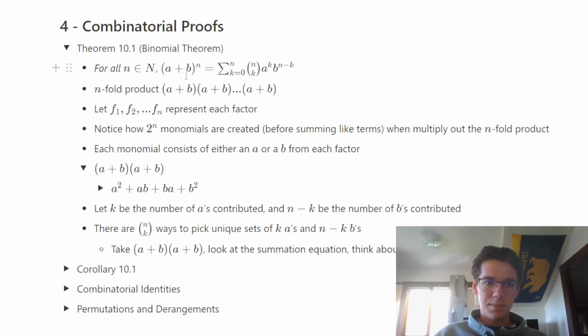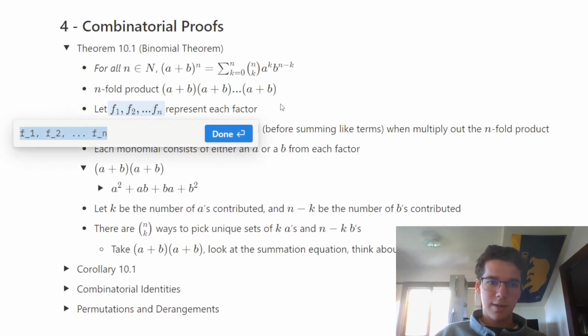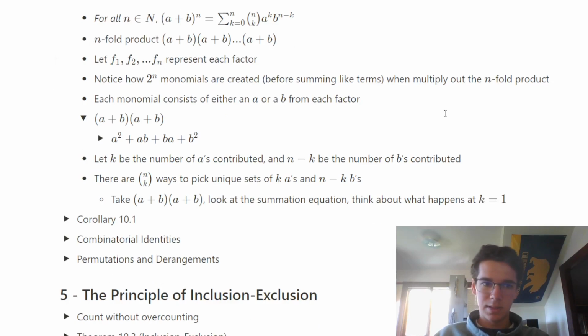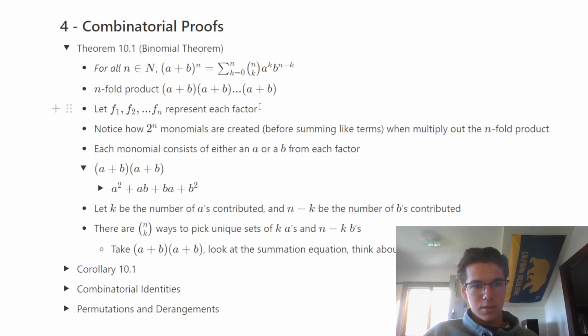So again, (a + b)^n is really (a + b) times (a + b), and you do that n times, right? So f1 through fn is going to represent all of these factors. f1 would be the first (a + b), f2 would be the second (a + b), and so on. And you should notice how there are 2^n monomials created before we sum the terms when we multiply out the n-fold product.